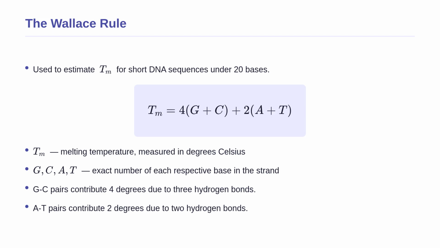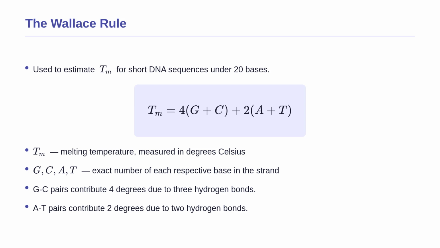Now that we can visualize the melting temperature, how do we actually calculate it? For short DNA sequences, like the primers used in PCR, that are typically under 20 bases long, we use a simple calculation known as the Wallace rule. The formula states that Tm equals 4 times the sum of G and C plus 2 times the sum of A and T. Let us break down these symbols.